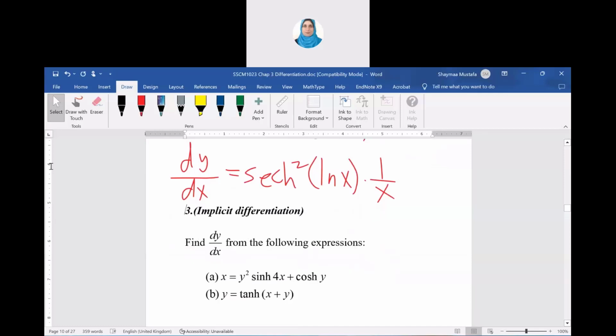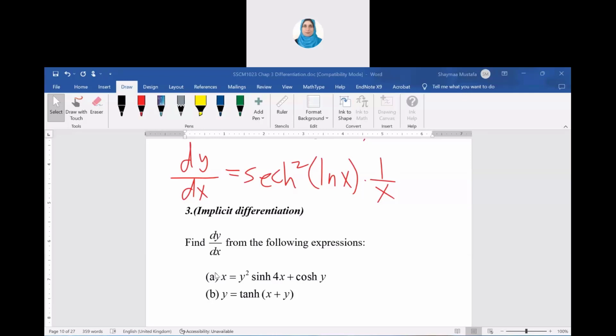If you have any question, you can write. If everything is clear, just write yes on the chat, so I can proceed to the implicit derivative. Okay, what about the others?